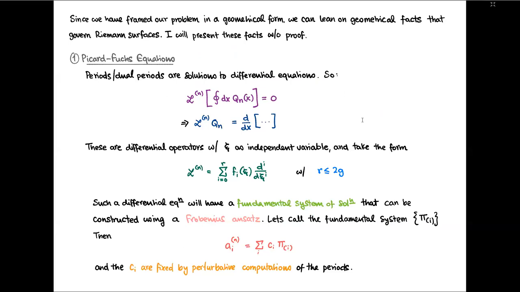on certain geometrical facts about Riemann surfaces, and I'm going to present these facts without proof, but they are very basic properties of Riemann surfaces. So the first is the existence of Picard-Fuchs equations, and the statement here is that the periods and dual periods are solutions to differential equations. So let's say there is a differential operator over here. In this case, the differential operators are with respect to the independent variable xi, which is a parameter in the curve, and they take the following form.